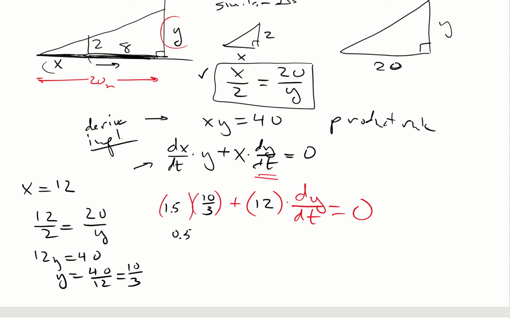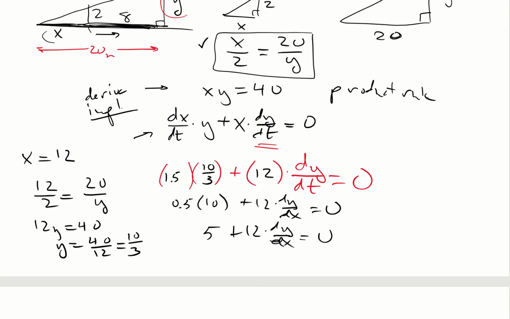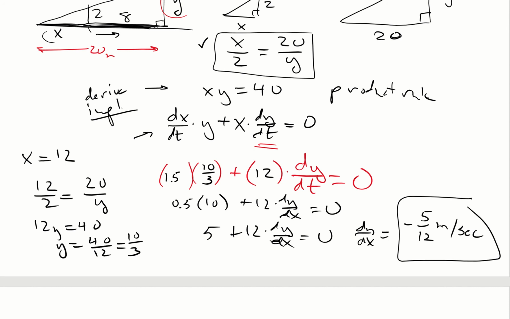That's 0.5 times 10 plus 12 times dy/dt. The rest is gravy. So this is 5 is equal to 0.12 times dy/dt, and we're off to the races. What we're finding is that dy/dt is negative 5 over 12, which is a good answer. And we say minus 5/12 of a meter per second. Okay, good answer. I like it.